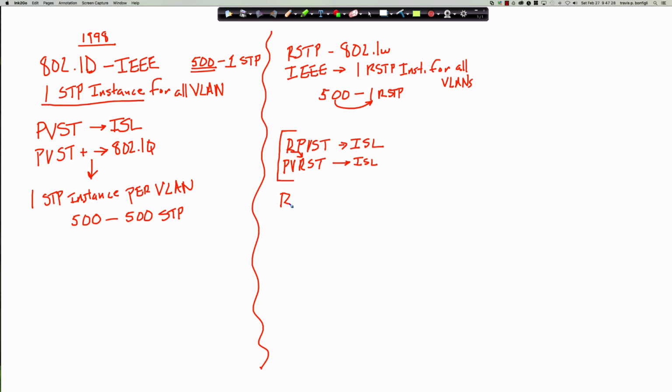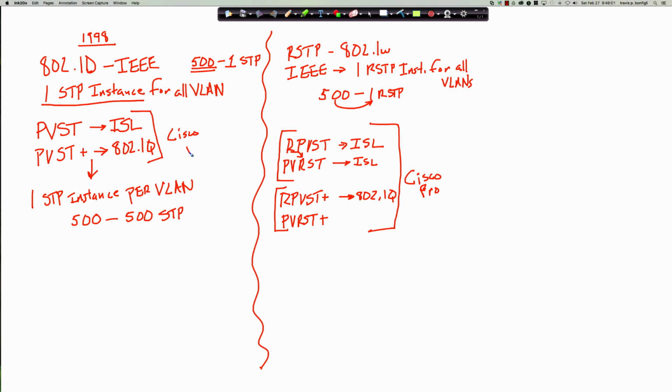And so then it also holds true that rapid per VLAN spanning tree plus, which was dependent upon that 802.1q tag, also gets represented as per VLAN rapid spanning tree plus. And again, those are the same thing, and both of these are Cisco proprietary. Pen's not drawn too well this morning. And same thing here, right? These are Cisco proprietary.